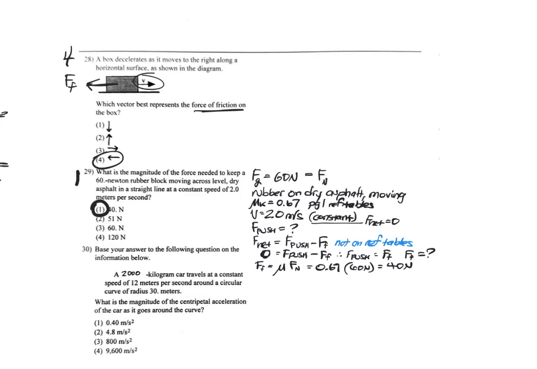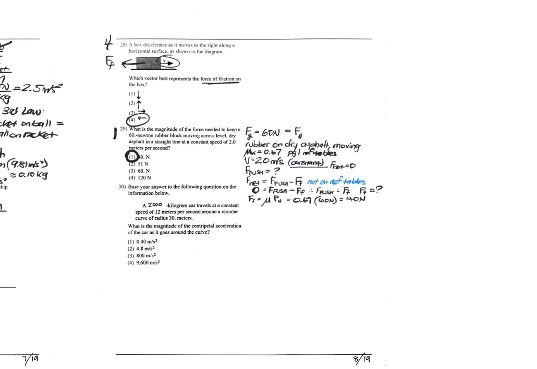I mean, some of them are more complicated, like 29. Some of them are not, like 28. What do you want from me?